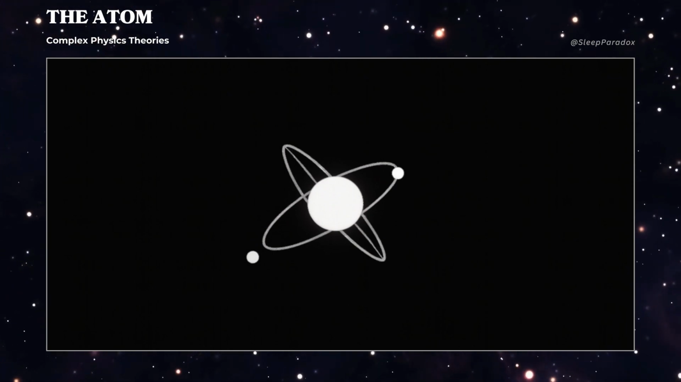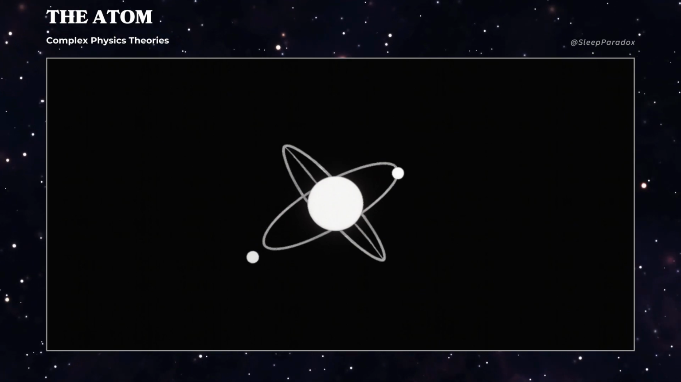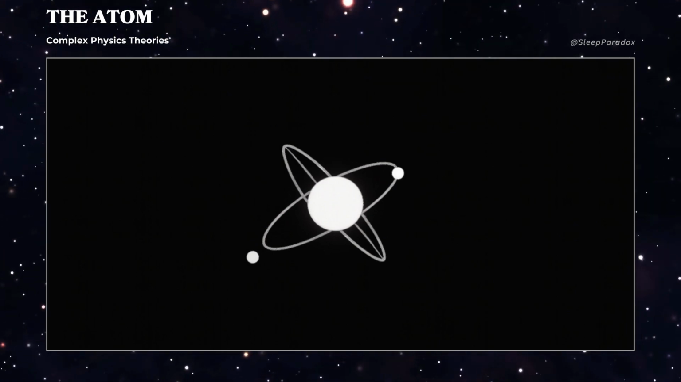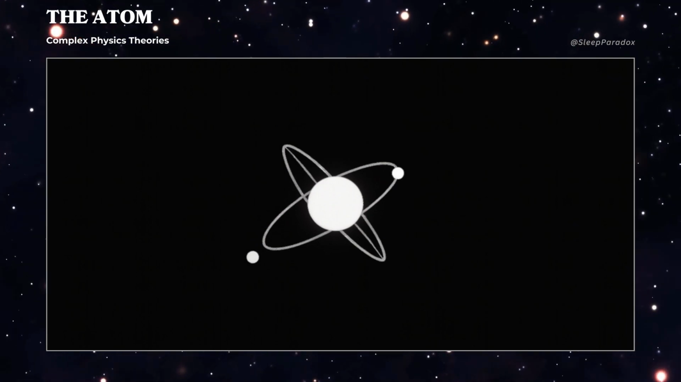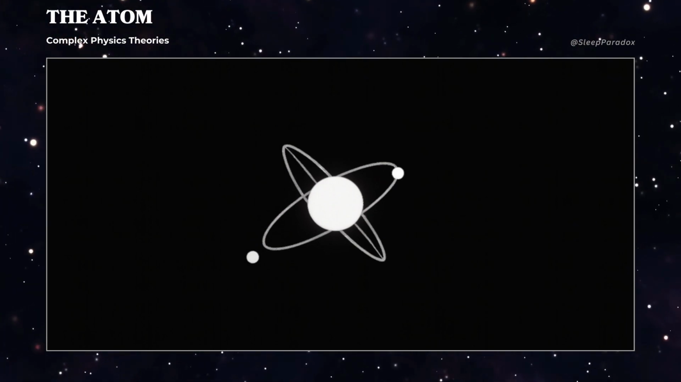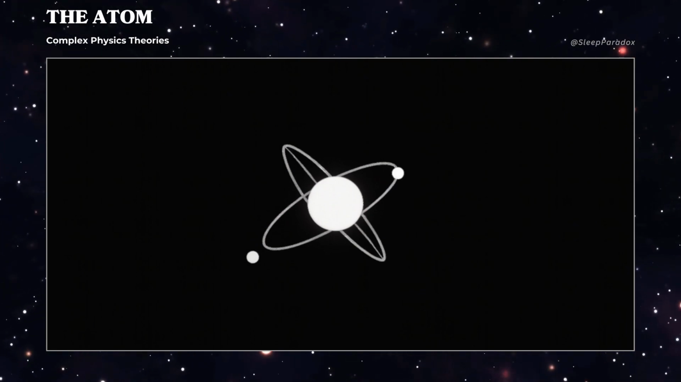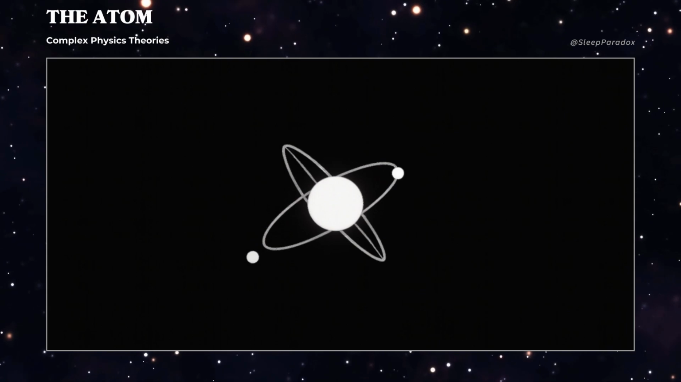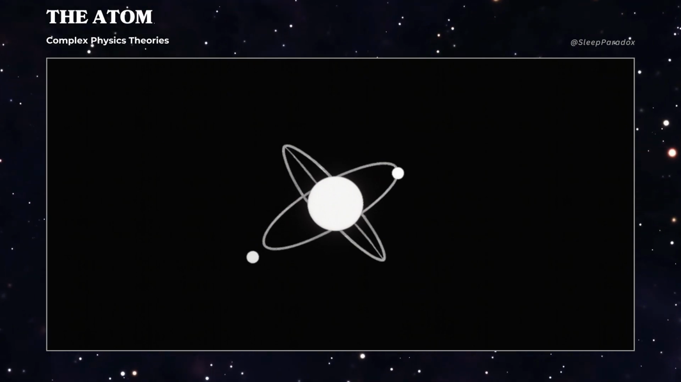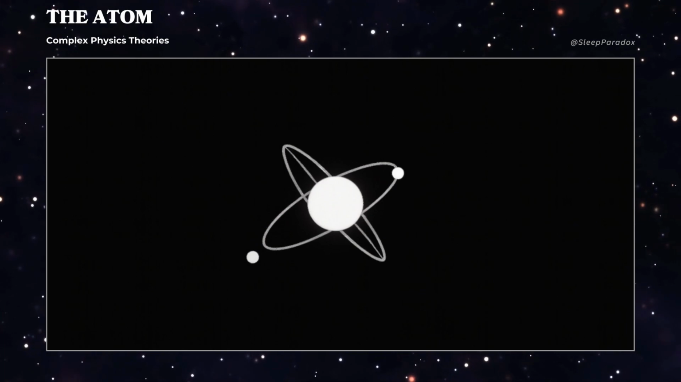The modern model of the atom didn't appear all at once. It developed over time, through many experiments and insights. In 1897, J.J. Thomson discovered the electron. In 1911, Ernest Rutherford showed that atoms have a dense central nucleus. In 1913, Niels Bohr proposed that electrons occupy specific energy levels. Later, quantum mechanics replaced Bohr's model with a more accurate probabilistic description.